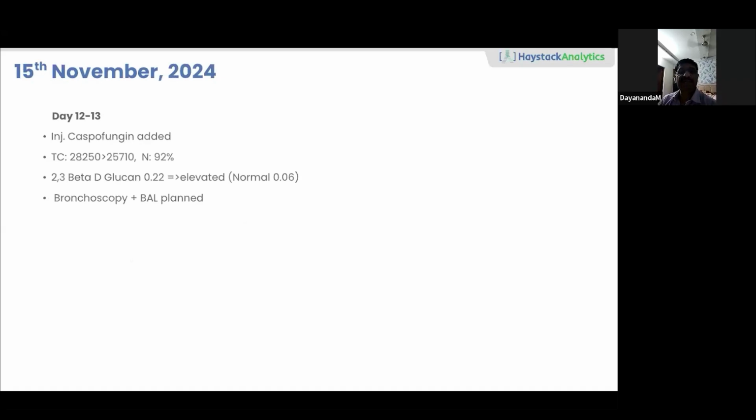So over the next 2 days, we started empirically on caspofungin. The total counts were 28,000, which came down to 25,000 with 92% neutrophils. And 1,3 beta D glucan, the pan fungal marker, was slightly elevated. Normal is 0.06, it was 0.22 in her case. And the bronchoscopy was done at this time, and the bronchoalveolar lavage was planned, and it was taken. And the sample was again this time sent for an infection panel.